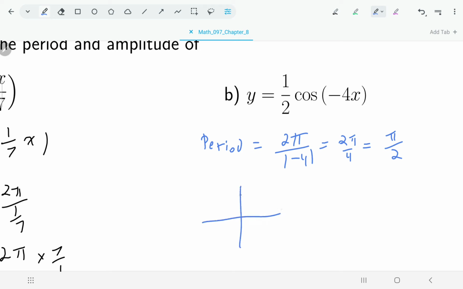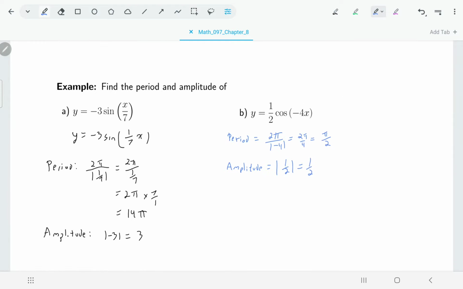The original cosine graph would take a full 2 pi to do one full cycle. This graph does a full cycle in pi over 2 units, so it's 4 times as narrow as the original graph. As far as the amplitude goes, same thing as before: it's the absolute value of the number in front of our trig function. So the amplitude here is the absolute value of 1/2, which is just 1/2. So it's 1/2 as tall as the original cosine function, with a distance from the middle to the top or the middle to the bottom of 1/2.